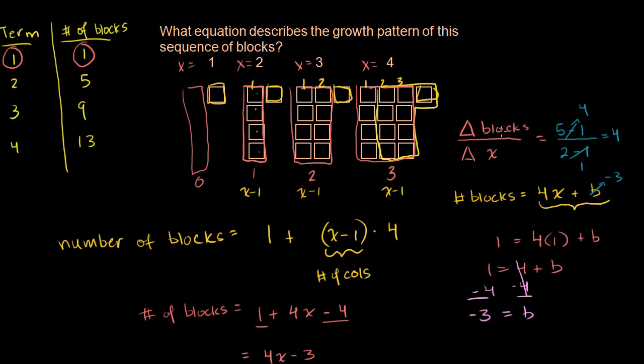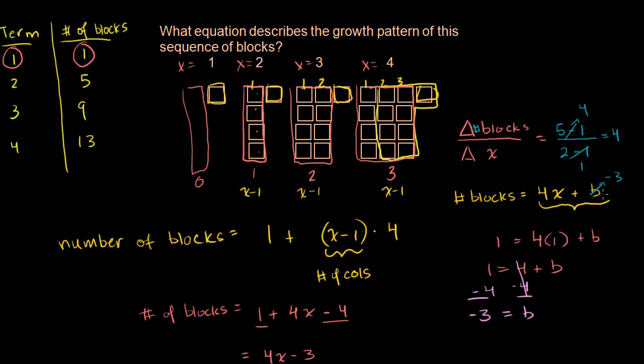We said, how much do the number of blocks change for a certain change in x? I should say change in the number of blocks for a change in x. We saw it's always 4. 4 per change in x. When x changes by 1, we change by 4. That gave us our slope. And then to solve for, if you view this as a line, although this is only defined on positive integers in this situation, you could view this as a y-intercept.